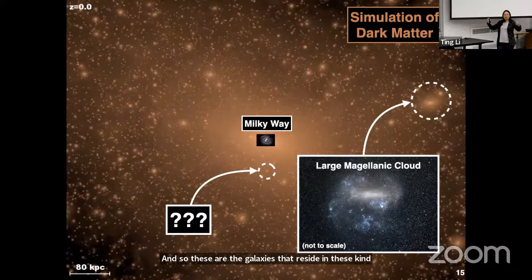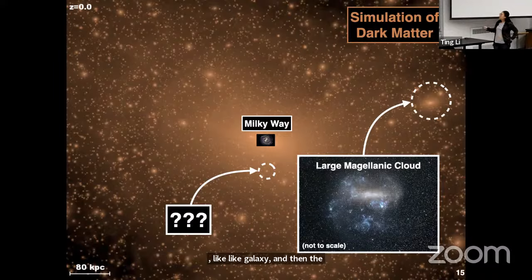You can think of the dark matter clusters, and the most massive dark matter halo forms a cluster like the Milky Way, like a galaxy. And then the smaller halos, because they are surrounding the Milky Way, we call them subhalos, and they can form these kinds of galaxies we call dwarf galaxies or satellite galaxies of our Milky Way.